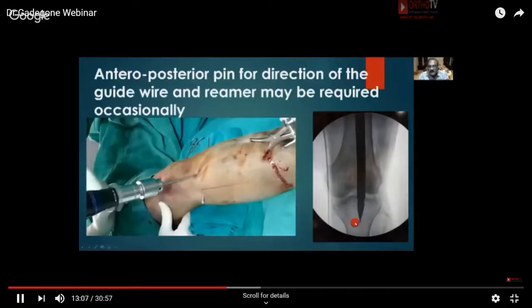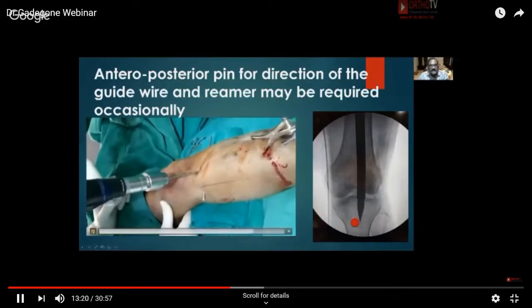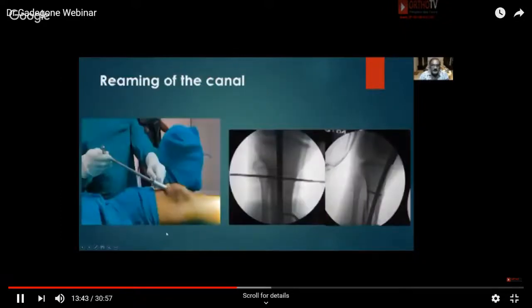Sometimes one pin is needed on the medial or lateral side to guide the guide wire. That is known as antero-posterior pin, mostly on the lateral side to prevent the valgus deformity, and it acts as a polar screw also, or you can pass a polar screw by giving a small incision. So the two from the mediolateral from the posterior side and antero-posterior from the medial or lateral side, depends on where the guide wire is going.